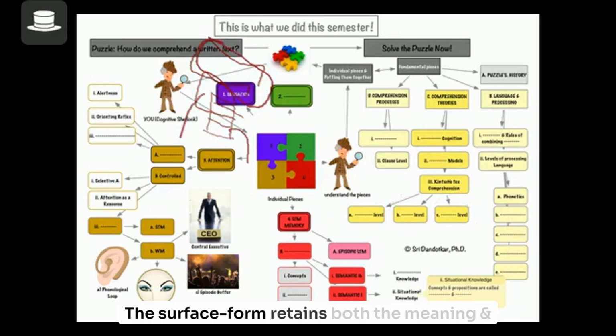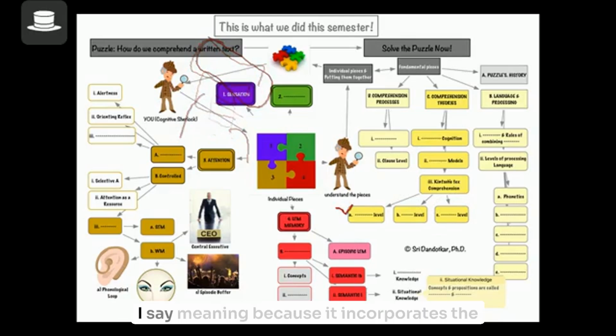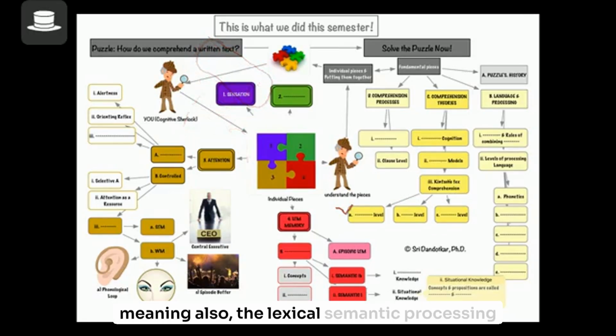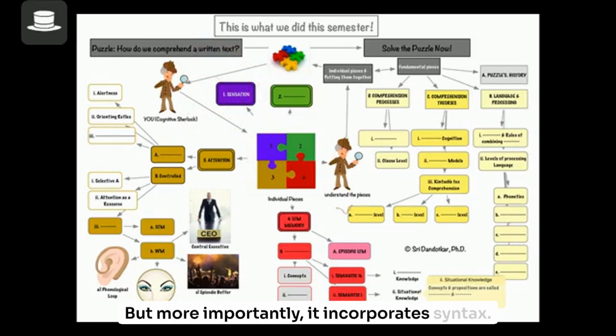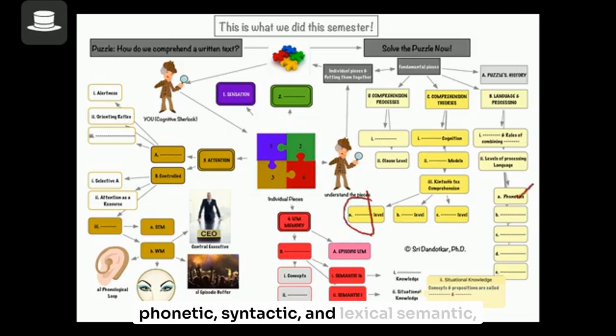The surface form retains both the meaning. I say meaning because it incorporates the meaning also. In other words, lexical semantic processing is also involved here. But more importantly, it incorporates the syntax. So the processing of the sentences at the phonetic, syntactic, and lexical semantic, all these 3 are included in the representation at the surface form level.